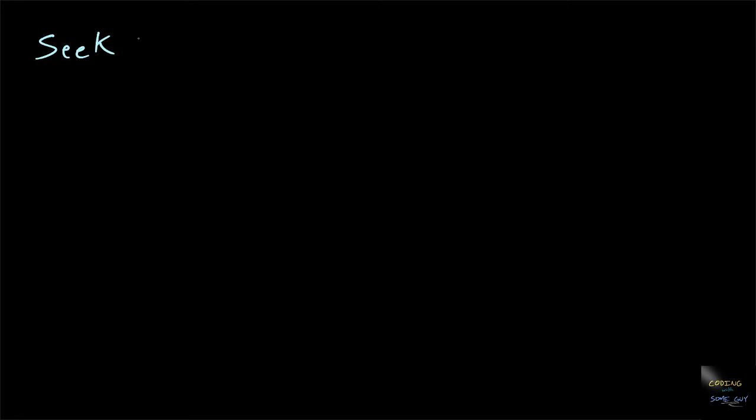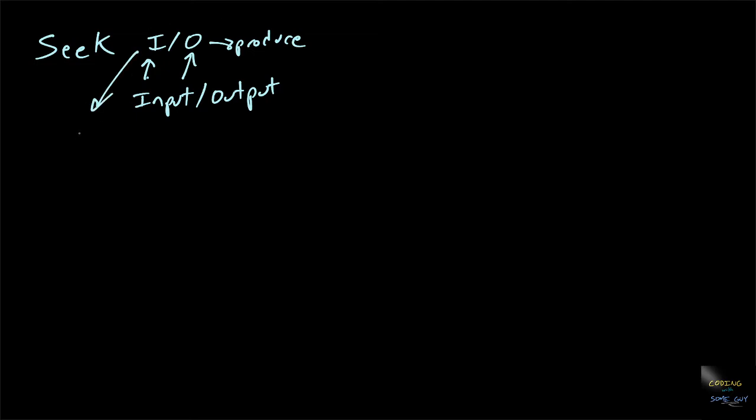So we've got a seek based IO scheme. In our world, if we're writing to the file, we're probably doing output. By the way, this is input output. Just assuming that everyone knows that, but that's probably not a bad assumption. So output, we're sort of writing it somewhere. We're producing, in a sense. And with input, we're sort of consuming, in a sense.